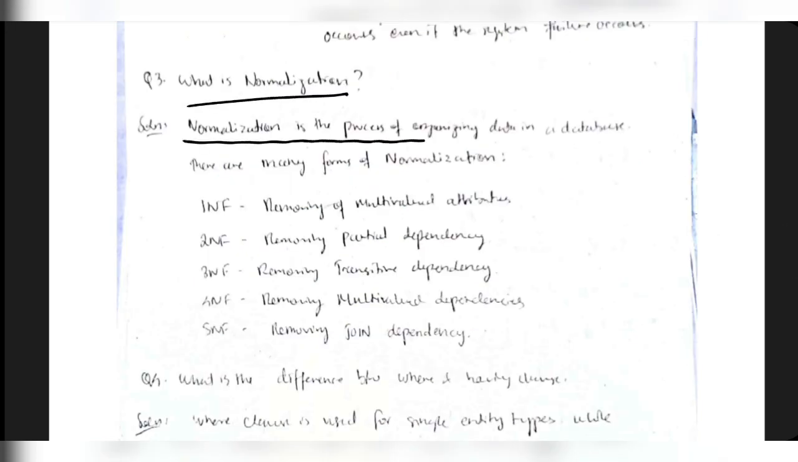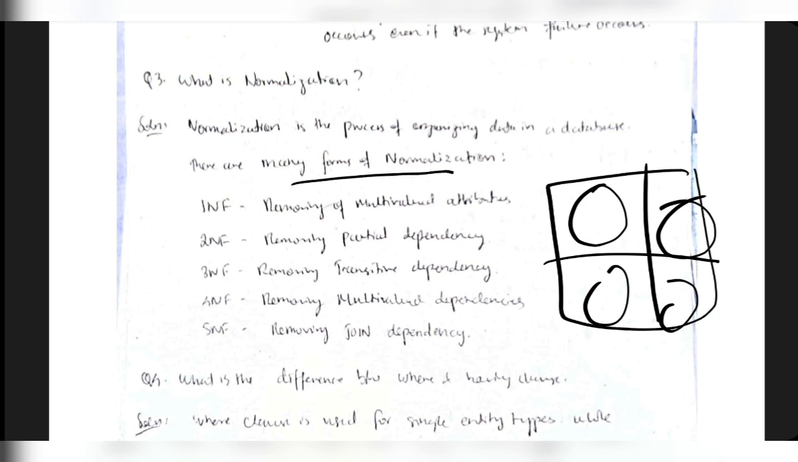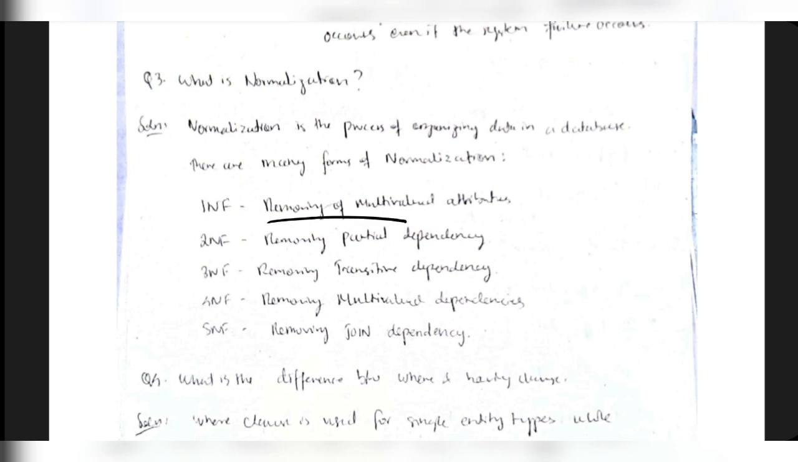Normalization is the process of organizing data in a database. Data comes in different forms and structures, so it has to be well organized, and that process is known as normalization. There are many forms here. The first form is about the removal of multi-valued attributes. So if there is an attribute whose value has comma-separated values, that will be removed.